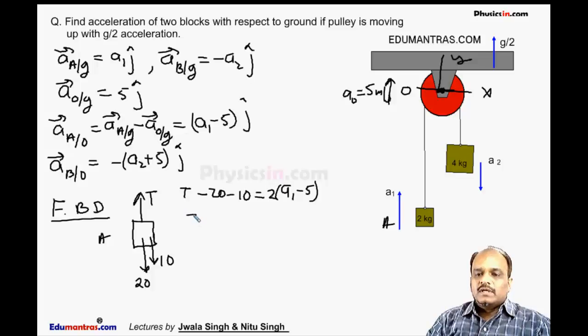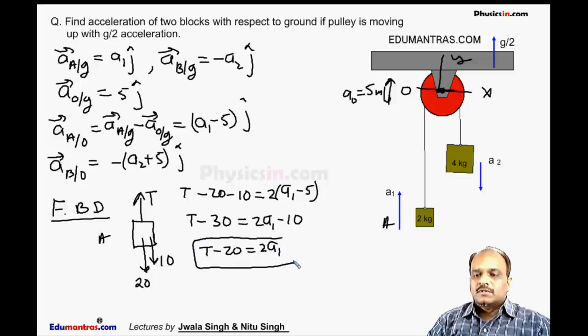So from here we get T minus 30 is equal to 2a1 minus 10, or T minus 20 is equal to 2 times a1. This is the first equation.